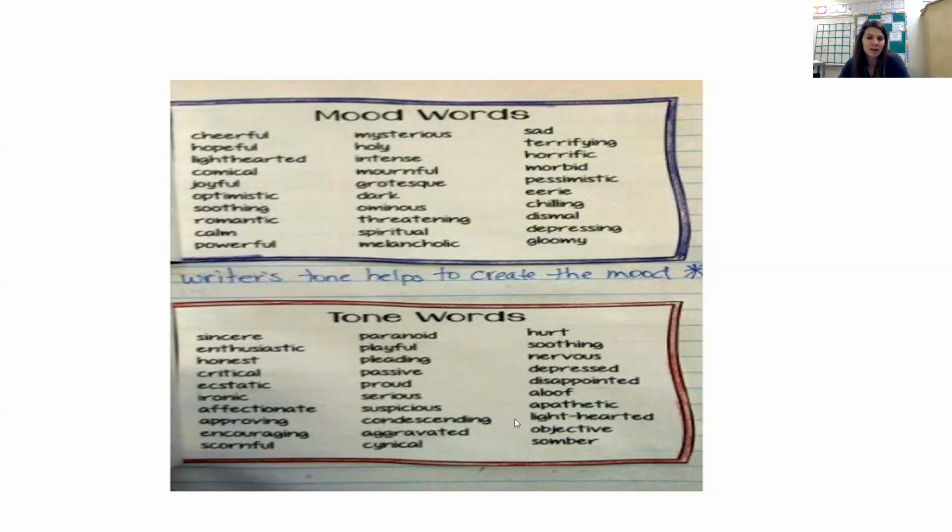Lighthearted, maybe. So once again, these are not the only words that you can choose from, but you need to remember that the tone is what the author conveys. So you need to be thinking about what it is that the author is conveying, the particular tone of the author. And you can pick out one word either from this list or another idea that you might have. Once again, if you need to pause, please do.